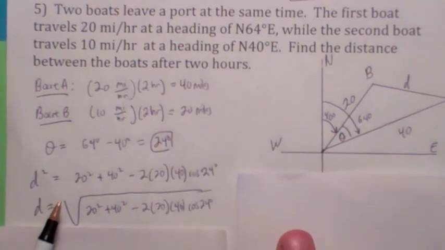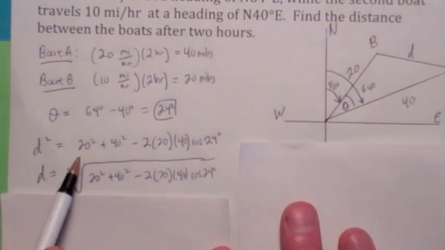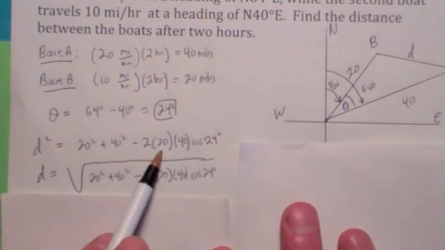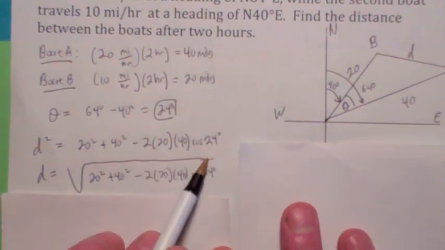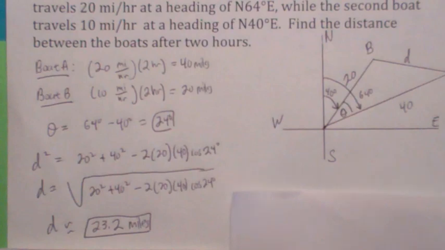So d squared equals 20 squared plus 40 squared minus 2 times 20 times 40 times cosine 24. Take the square root, you get 23.2 miles.